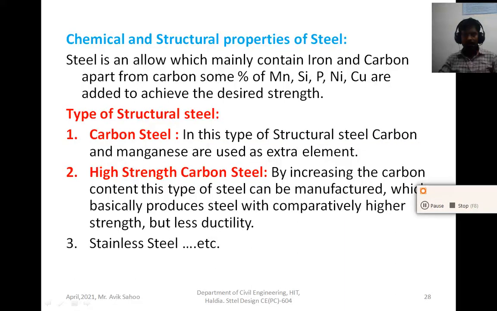Stainless steel is also one type of steel. So mainly the carbon steels are used as structural steel. High strength steel is also used in a few cases, in a few structures. Another type of steel is stainless steel. So the most common type of steel is carbon steel.